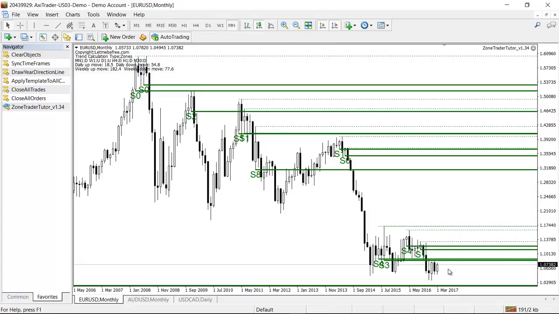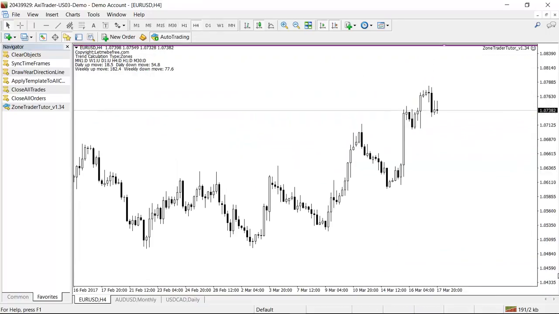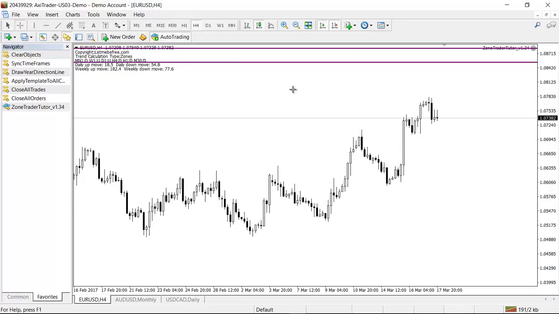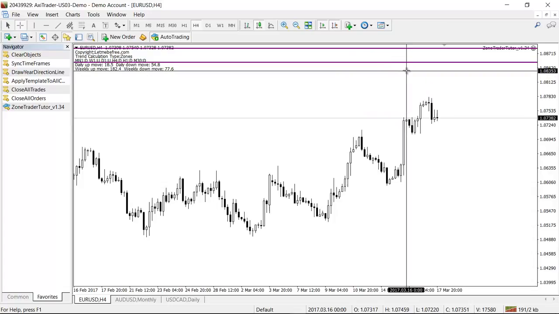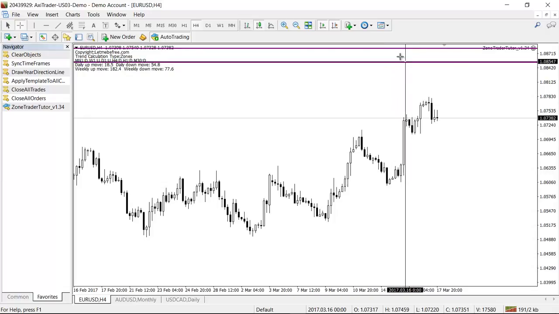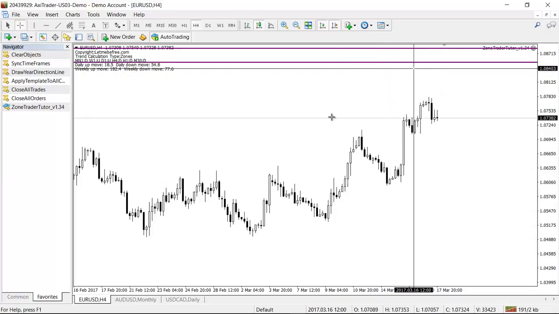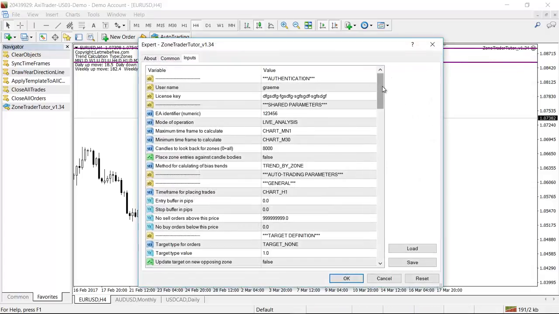The first supply zone is at 1.0847, which is around about 1.084, around about there, and you can see that it's only above that level that the H4 zones come into display. Okay, so let's just have a quick look at one or two other things.